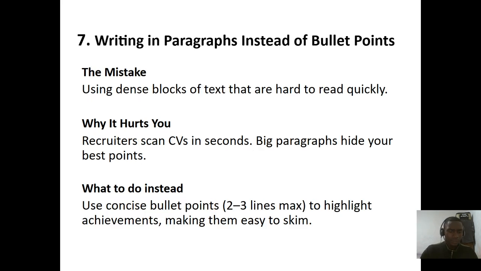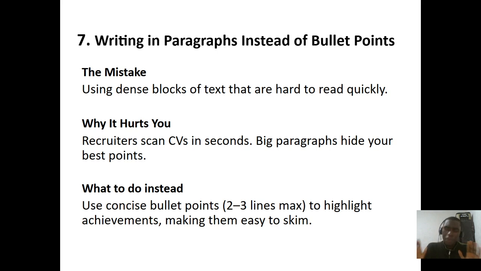And the seventh error is writing in paragraphs instead of bullet points. The mistake is that you use dense blocks of text that are hard to read quickly. Recruiters scan CVs in seconds, so big paragraphs hide your best points. You should not be writing in paragraphs. Use concise bullet points, 2 to 3 lines max, to highlight achievements, making them easy to skim through, right? You should not be writing things in paragraphs that are all packed up. It is going to make things difficult for recruiters to see.